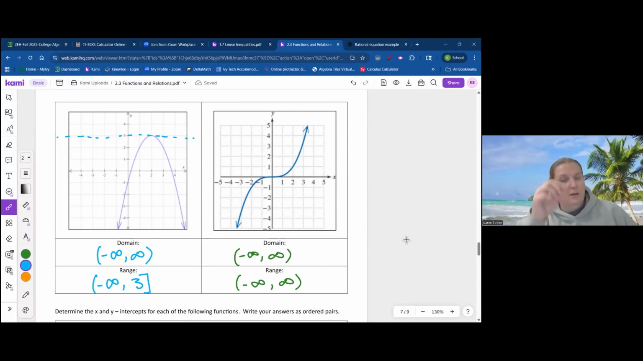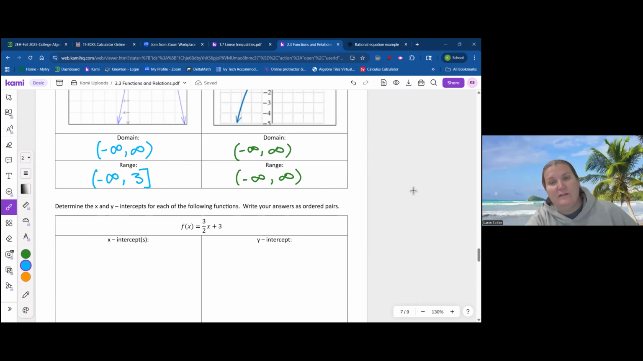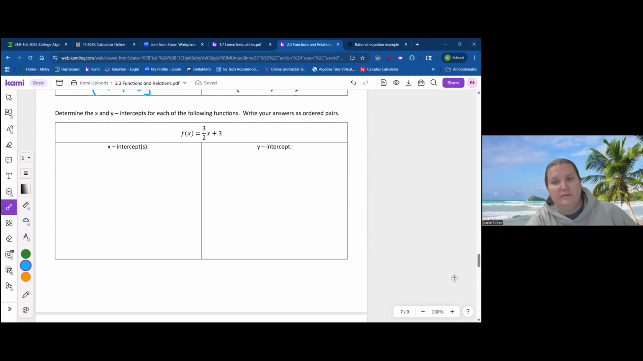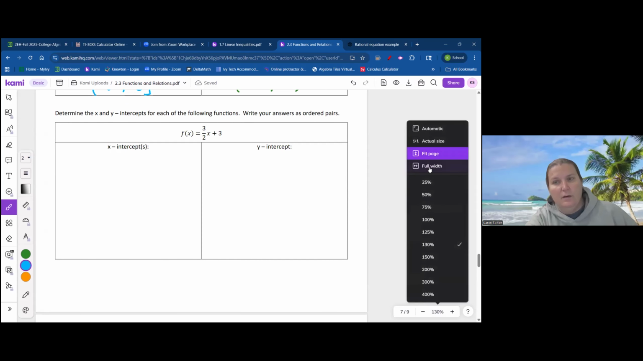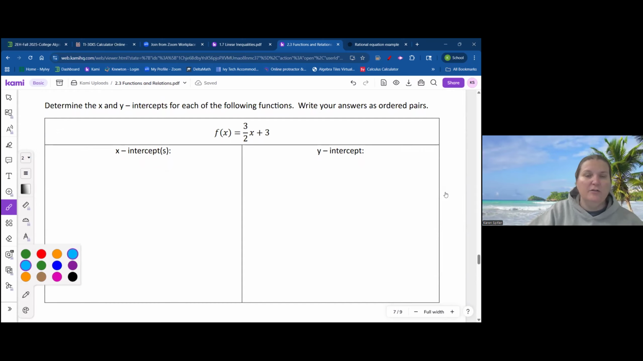Okay. Questions on the domains and ranges of graphs? Last thing, X and Y intercepts. Determine the X and Y intercepts for each of the following functions. Write your answers as ordered pairs.